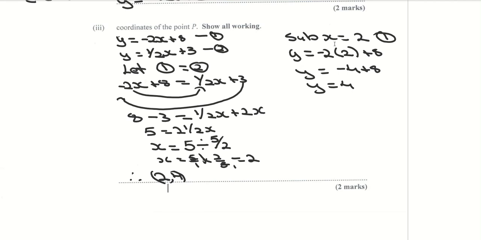coordinates P. Right? Even if you substitute x equals 2 in equation 2, you're still going to get 4. Because a half times x, which is a half times 2, is 1. And 1 plus 3 is 4. So you're still getting 4. Y is equal to 4.